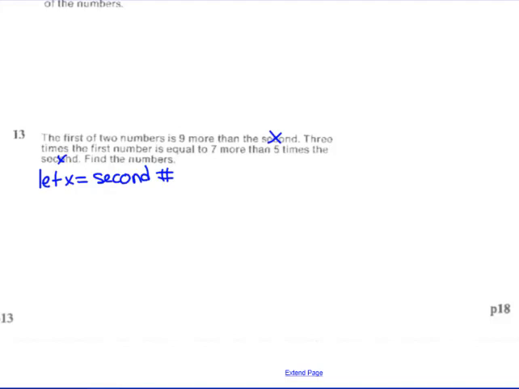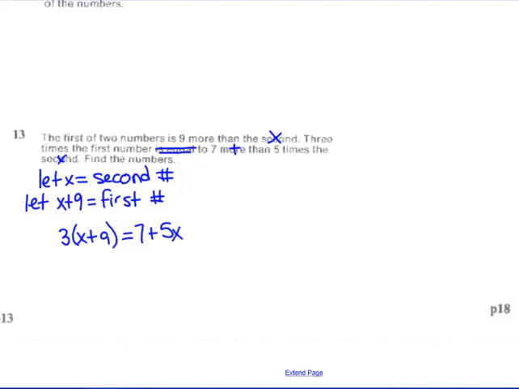The first of 2 numbers is 9 more than the second. So x plus 9, that's the first number. Okay, so we've got our let statements. The next sentence is our equation. 3 times the first, well, I called that x plus 9. 3 times that first is equal to, that's the equal sign, 7 more, okay, 7 plus 5 times the second, which I called x, equals 7 more than 5 times the second, 5x.